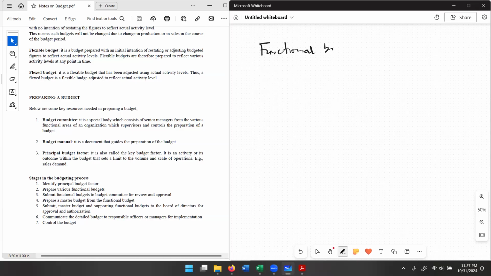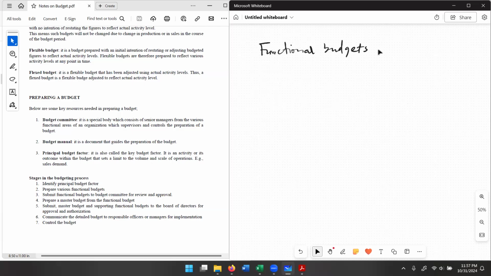within the organization. So the functional budgets are the individual budgets prepared by the divisions or the units within the particular organization. So for instance, the sales department will prepare the sales budget. The production department will prepare the production budget. The HR department will prepare a labor budget and so on and so forth. So all those budgets are known as functional budgets.